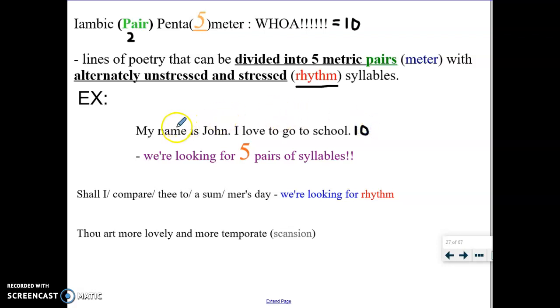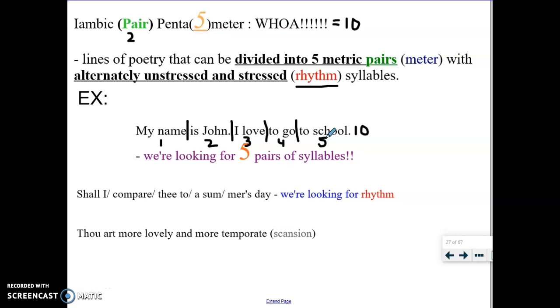So let's put this into what we call meter. Every two syllables, this is what we do. My name, that's 2. We would draw a line. Is John, that's 2. I love, that's 2. To go, that's 2. To school. So when we look at this, what we see is 1, 2, 3, 4, 5 pairs of syllables. 2 times 5 equals 10.